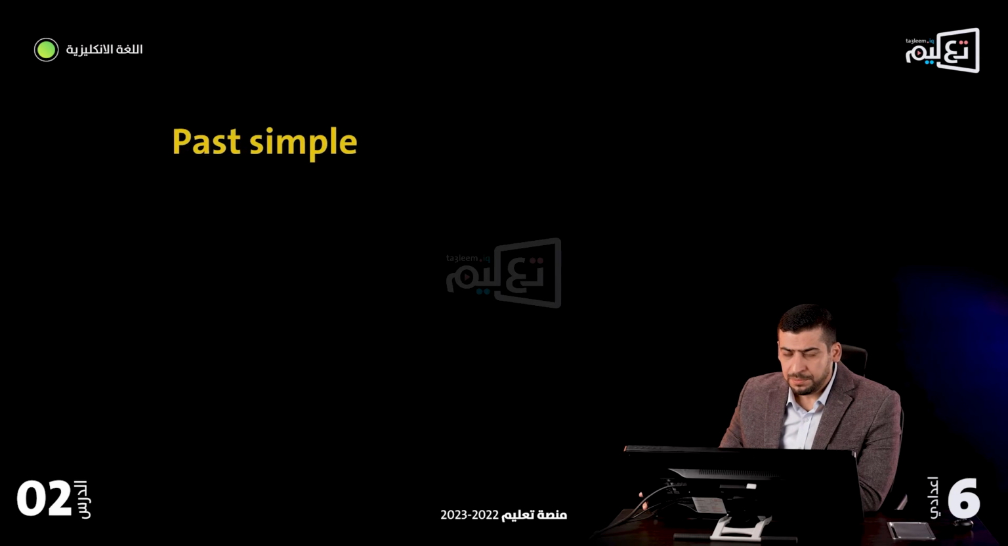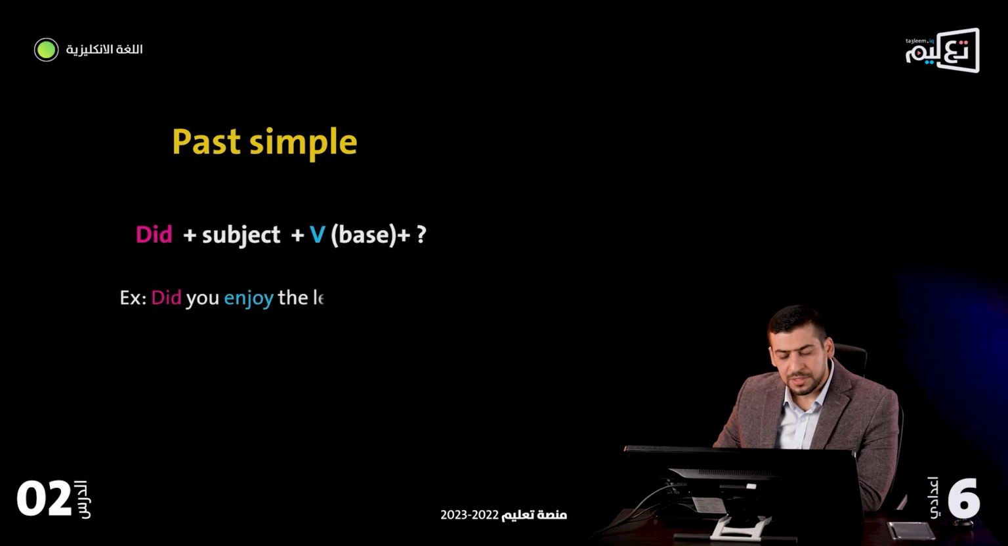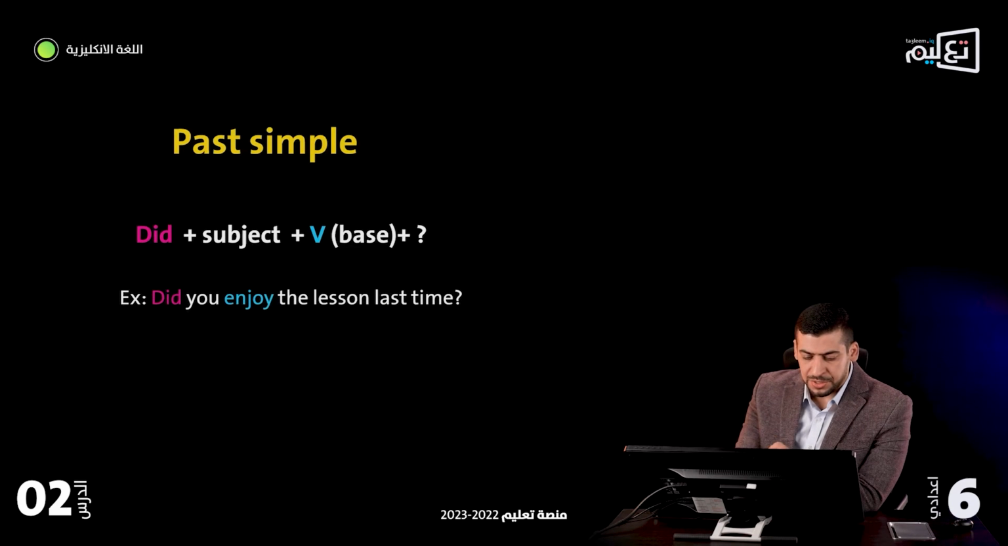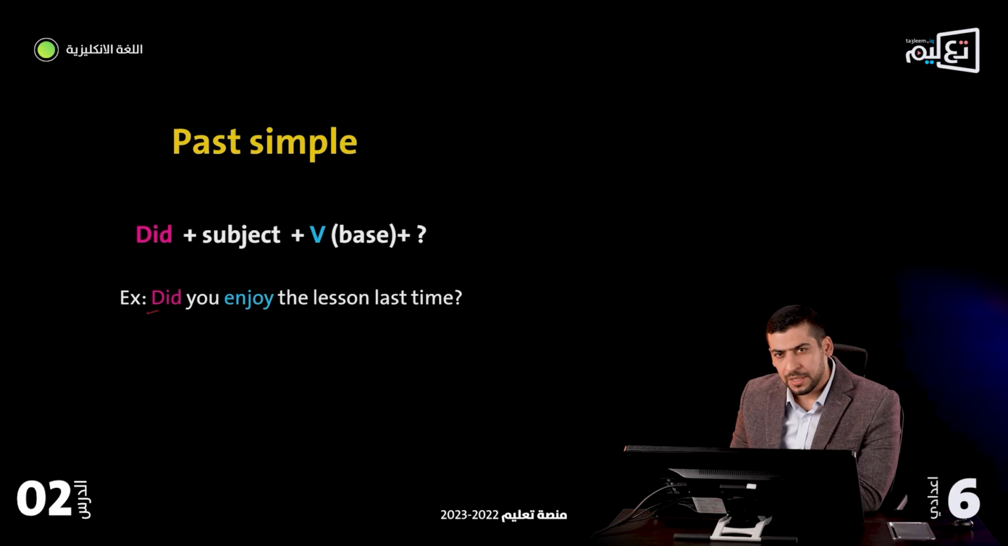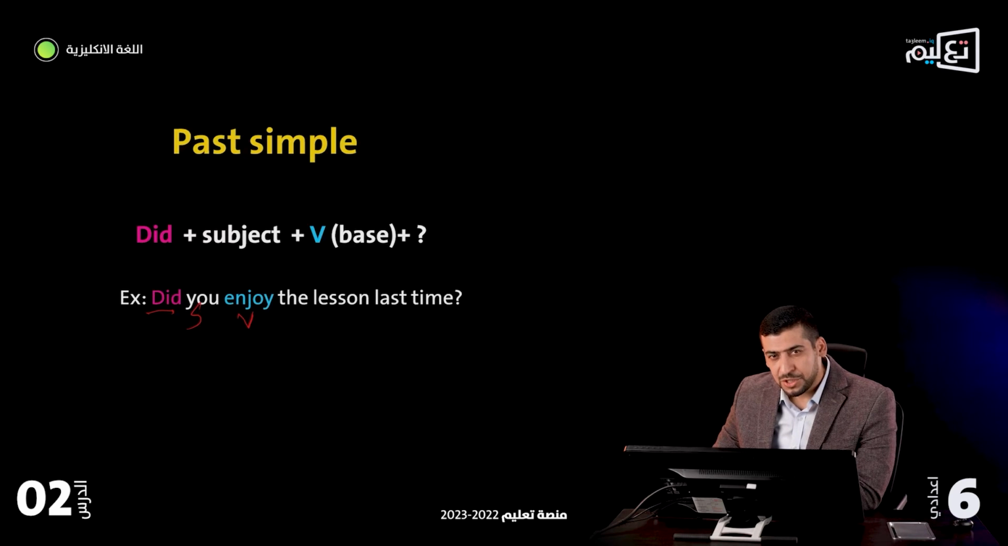At the question form, we put the auxiliary verb at the beginning, then the subject, then the verb. Example, did you enjoy the lesson last time? You can see, my dear student, that did now is at the beginning. Then you have the subject over here, then the base form of the verb. Remember, my dear students, never change the verb in the negative and the question form. Only in the affirmative form do you need to change the verb into the past form.